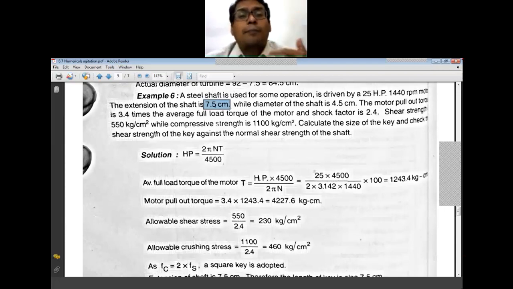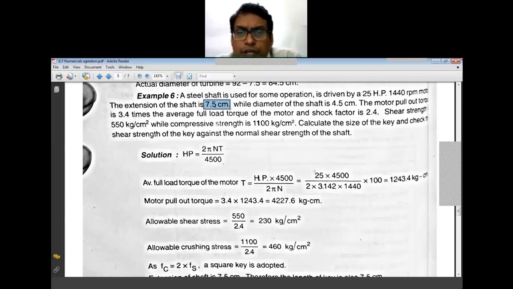the torque before the motor comes to full RPM is what we have considered for the Ks and Kb values. Here that value is 3.4, and the average full load torque of the motor and the shock factor is 2.4. Then the shear strength is 550 kgs per centimeter square, while the compressive stress is 1100 kgs per centimeter square.